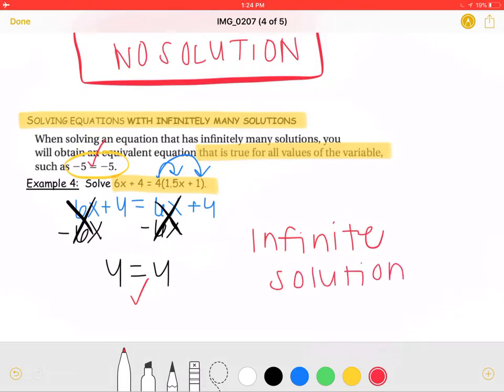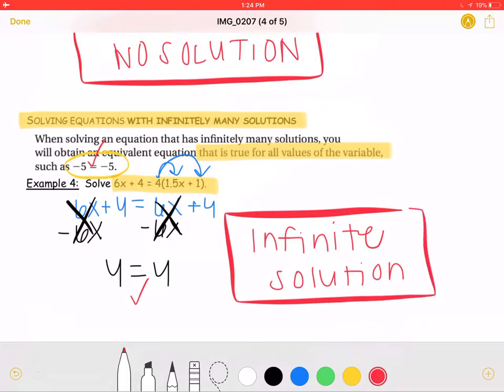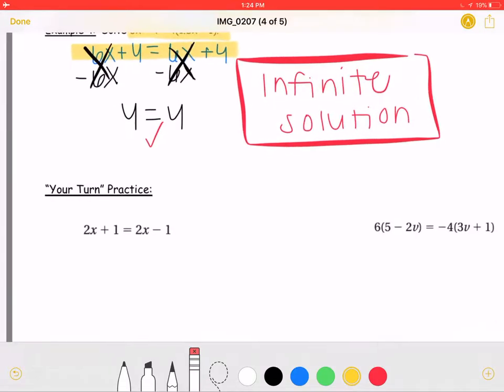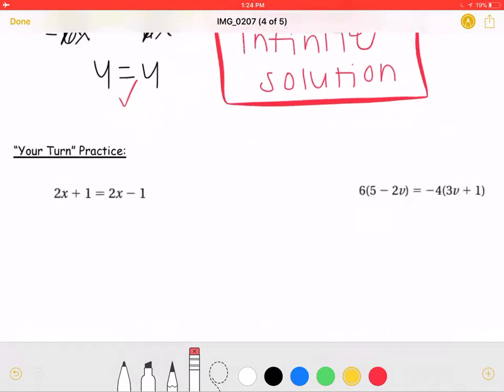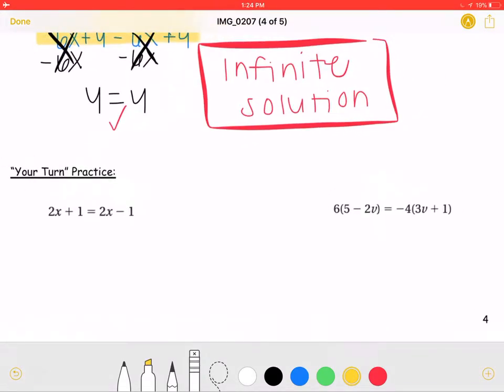X could be anything you want. No matter what I plug in for X, like if I'm looking back at the original, maybe the second step, whatever I want X to be, if I plug that in, it's going to remain true. So there are infinite solutions here. All right, now is your time. What I would like you to do is pause the video and solve both of these equations based off of what we just reviewed. Once you've solved them, go ahead and press play and we'll go over them.